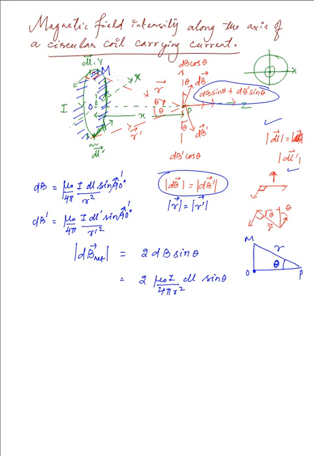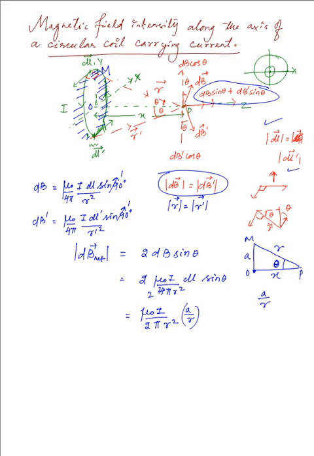Now OM is the radius of the circle. Let's say the radius of the circle is a in this case. So we have the radius as a, this distance as x. So this is a over r. So the 4 gets cancelled, so mu naught times I over 2 pi, and then there is r squared, and then we have a over r for sine theta.